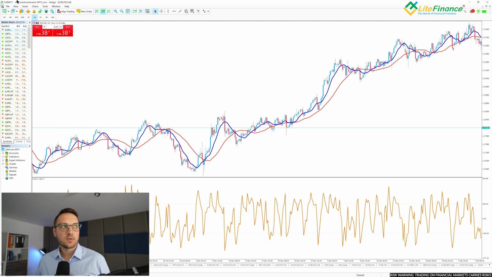So the most important thing, as I said, is that it shows the overbought and oversold zones. This is the overbought zone, which is above the 100 level, and this is the oversold zone, which is below -100. These are the two sections where we are interested in the signals that the CCI gives us. But okay, let's delete that.